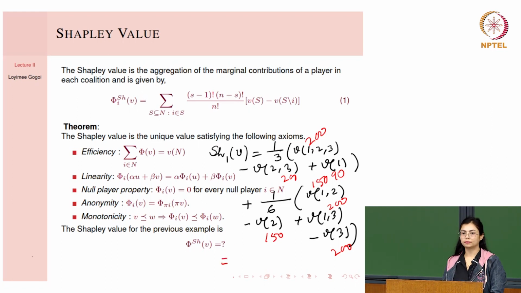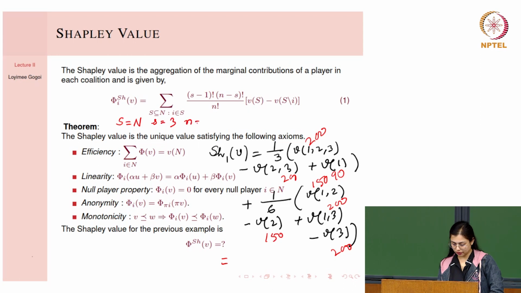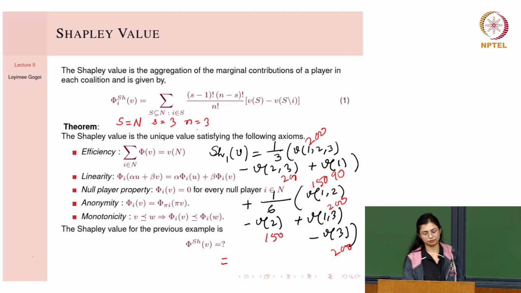What's the final answer here? How did we get 170? Yes, this is 1/3, right? Equal to 1/3 times V of 1, 2, 3. Is that 1/3 actually? Yes, 1/3. This is 2 factorial by 3 factorial. When the grand coalition N has small s equal to 3 and N equal to 3, it will be 2 factorial by 3 factorial. Yes, this is 1 by 3.